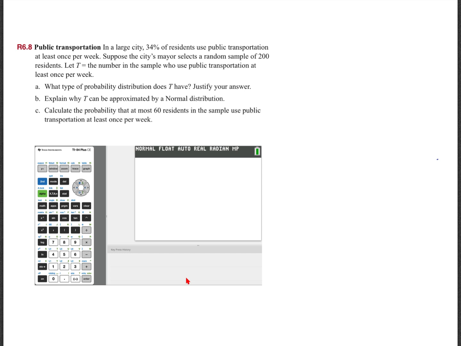Okay, so it seems like it would be binomial because we're taking a sample of 200. Actually, let's go through BINS real quick. So it passes N since there's 200 in the sample. It's binary because as you're selecting the sample, each person you pick for the sample could either be someone who uses public transportation at least once per week or doesn't. That's what we're interested in.